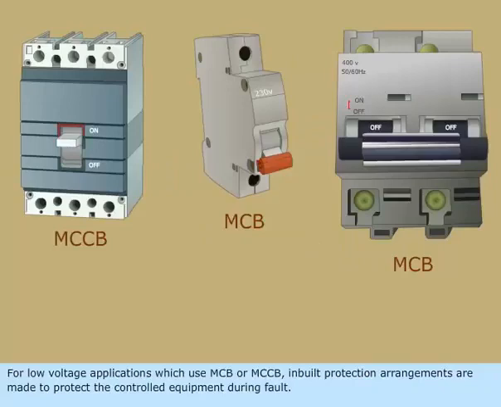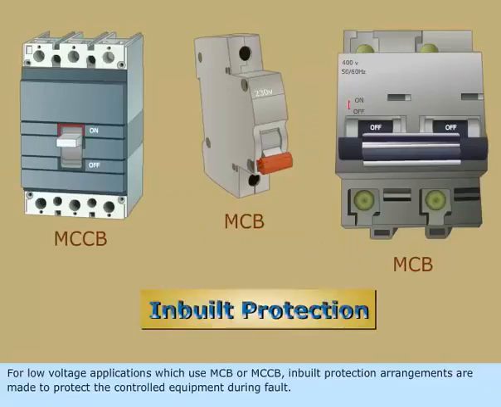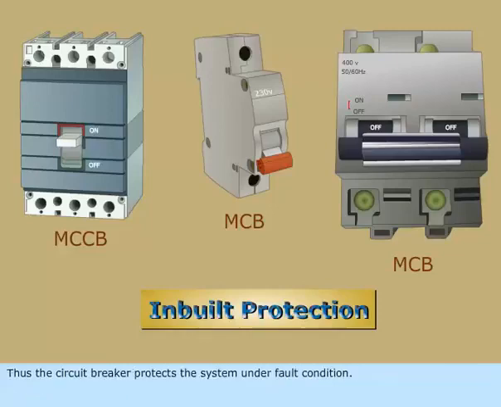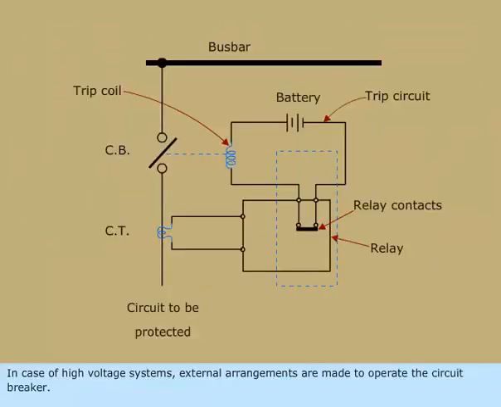For low voltage applications which use MCB or MCCB, inbuilt protection arrangements are made to protect the controlled equipment during fault. Thus the circuit breaker protects the system under fault condition. The fault may be due to short circuit or overload. In case of high voltage systems, external arrangements are made to operate the circuit breaker.